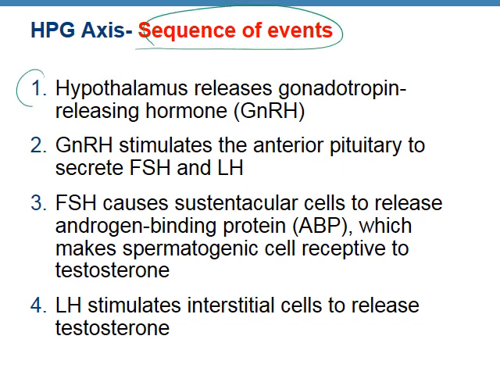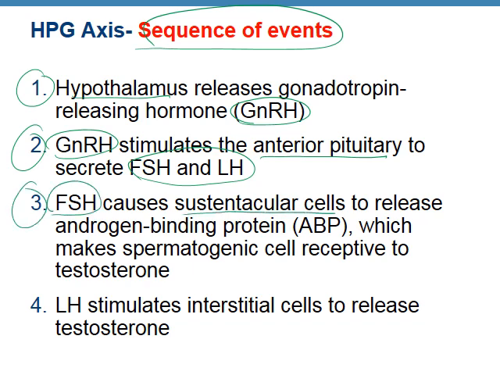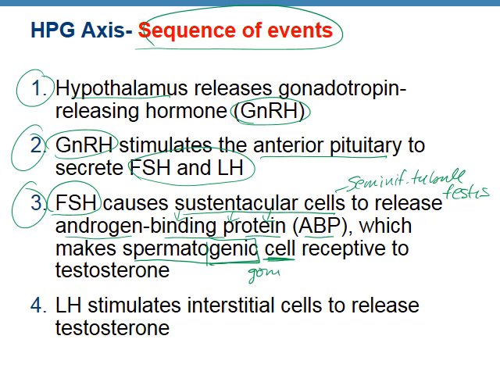Walking through the sequence of events: 1. Hypothalamus releases GnRH. 2. GnRH stimulates anterior pituitary to release FSH and LH. They have separate jobs, right? So 3rd, FSH is going to go to the sustenacular cell. Remember, this is in the seminiferous tubule of the testis. And it's going to cause the sustenacular cell to release something called androgen binding protein, or ABP. This makes spermatogenic cells, that's the gonia, right? Spermatogonia, receptive to testosterone. LH, 4th step, is going to stimulate the interstitial cells to release testosterone.